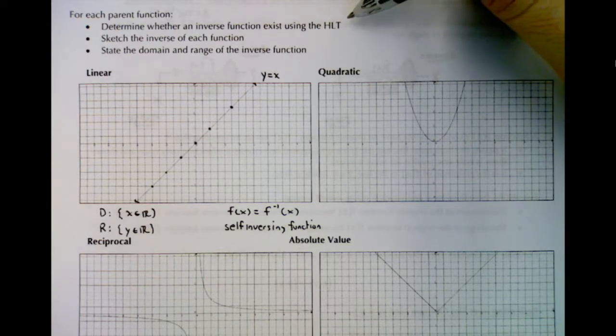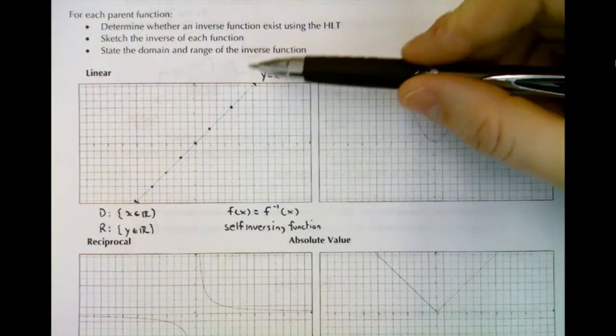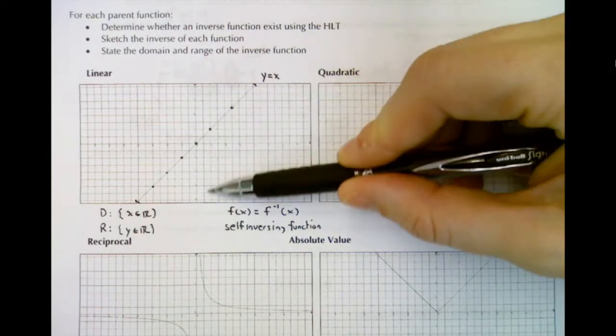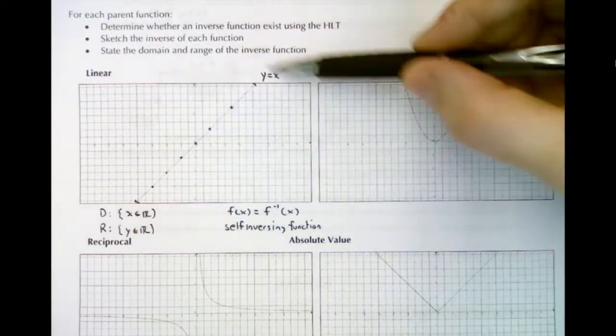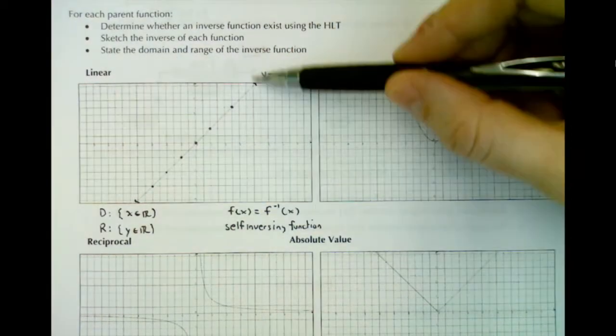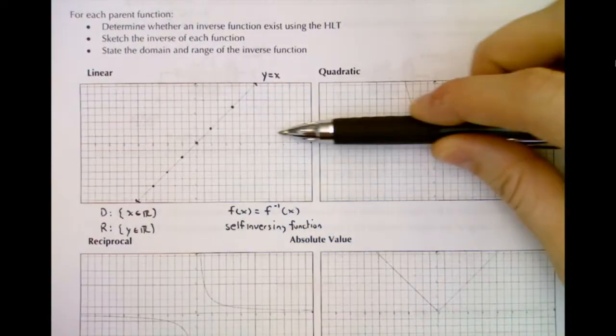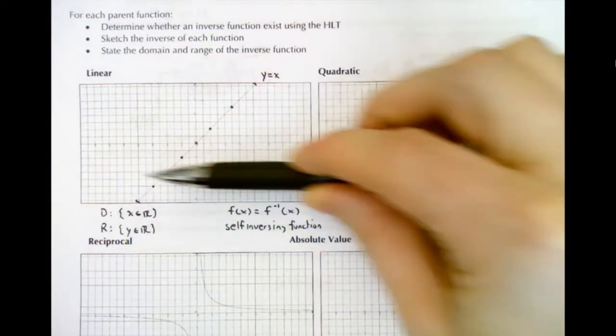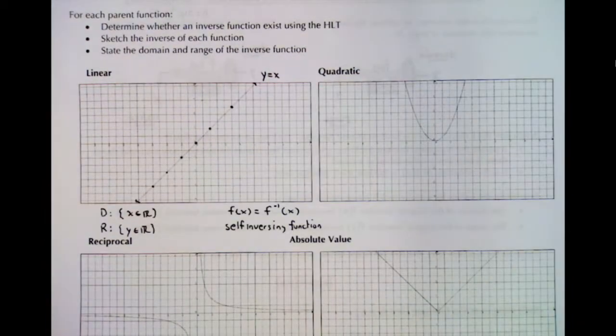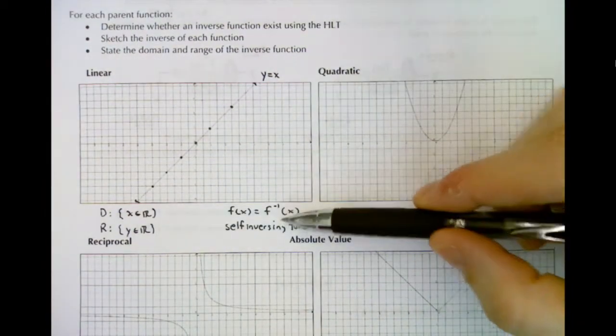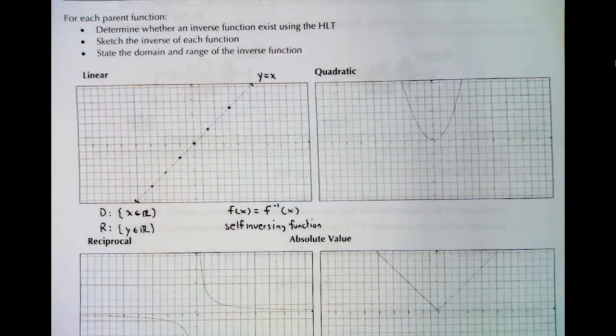Determine whether the inverse function exists using the horizontal line test. Usually we do vertical line tests to see if the relationship is a function, and the linear function is indeed a function. If we do the horizontal line test, we still only hit the graph once by drawing horizontal lines across. So that means the inverse is a function. But since it's the same as the original, we already knew that. All right, that's the first one done.